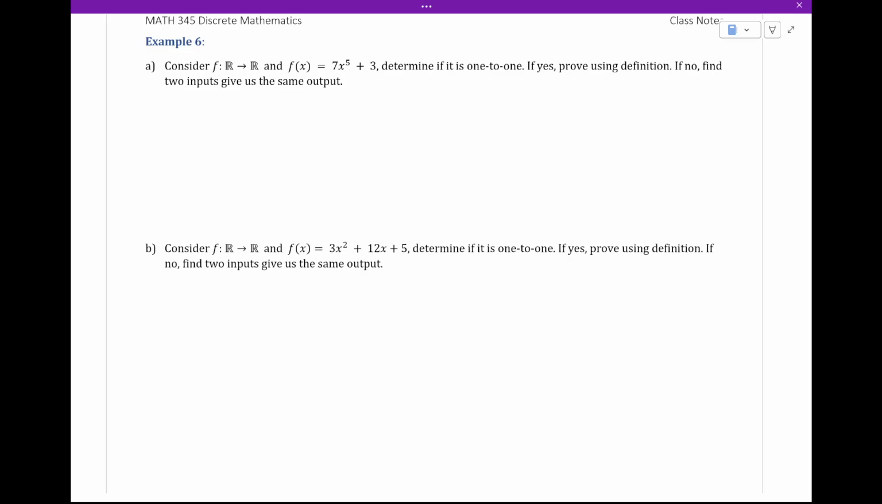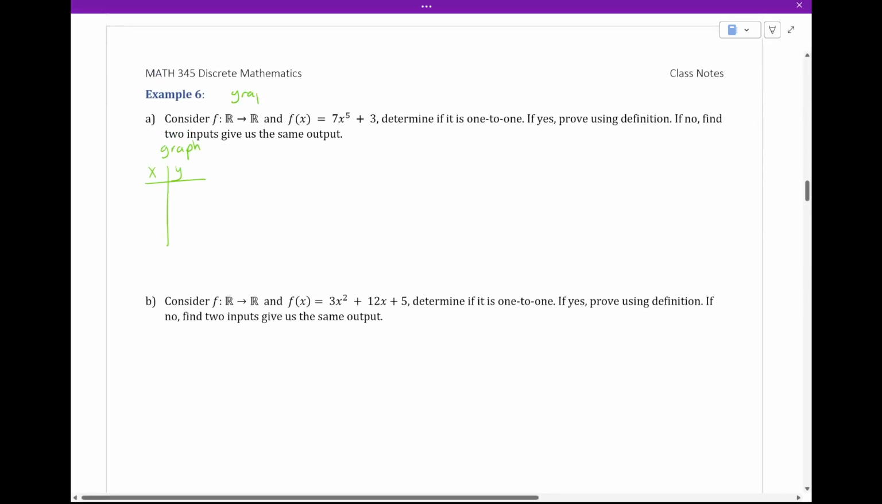So I think I'd like to look at a graph of this one to help me kind of decide, is it 1-to-1, is it not 1-to-1? And then I can decide the strategy that I want to try next. So let's do our little graph over here. I'm going to do an XY table. I don't know how much you remember from graphing, but whenever you're graphing x to an odd power, it's some kind of shape that looks like that.